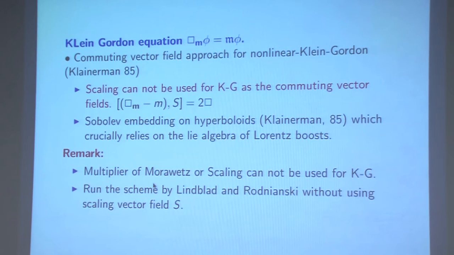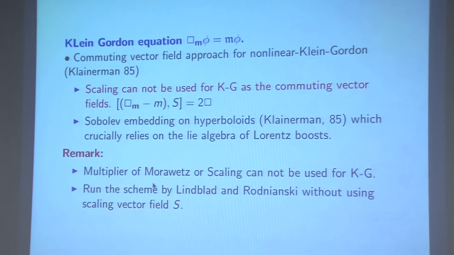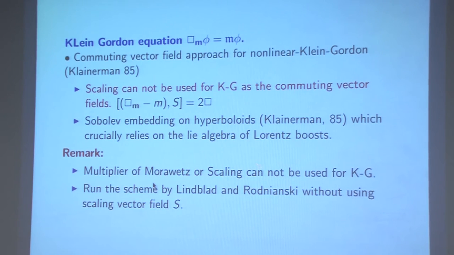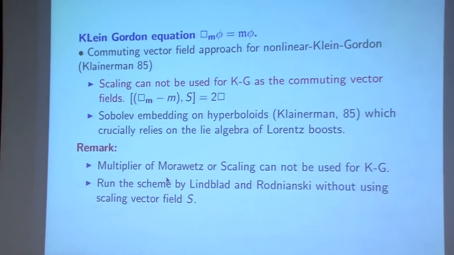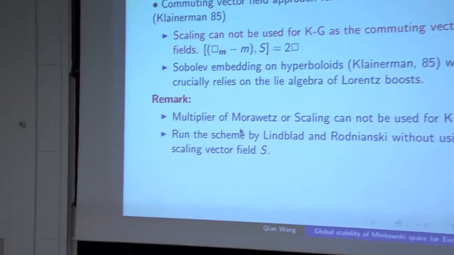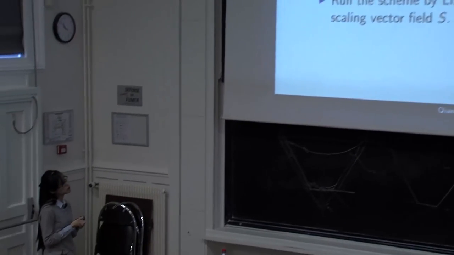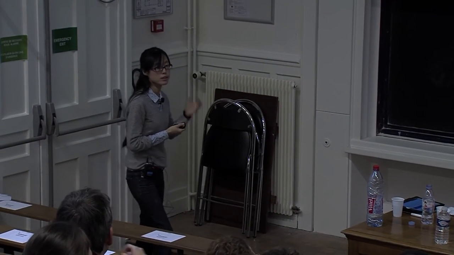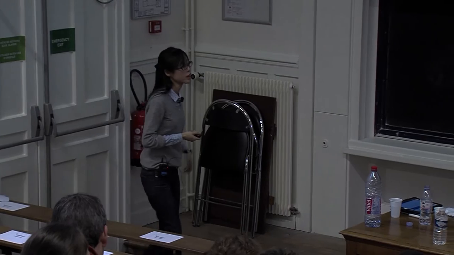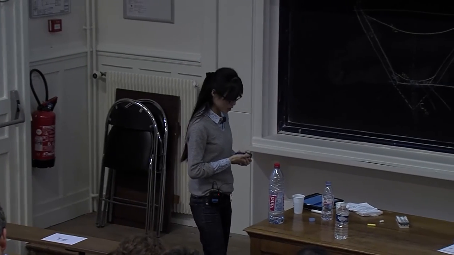Okay, so now we are facing the situation that scaling cannot be used, and we tried, multiplier also cannot be used. So if you do stability of Minkowski under wave coordinate gauge, you're about to run the scheme by Lindblad-Rodnianski without using scaling vector field. This is the essence of the problem if you run wave coordinate gauge.